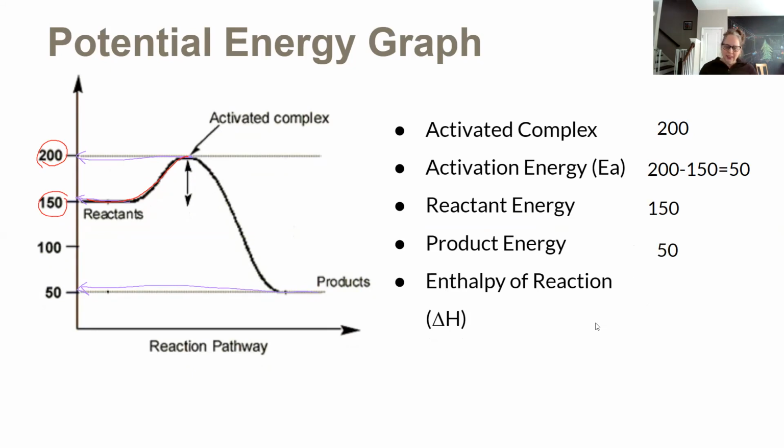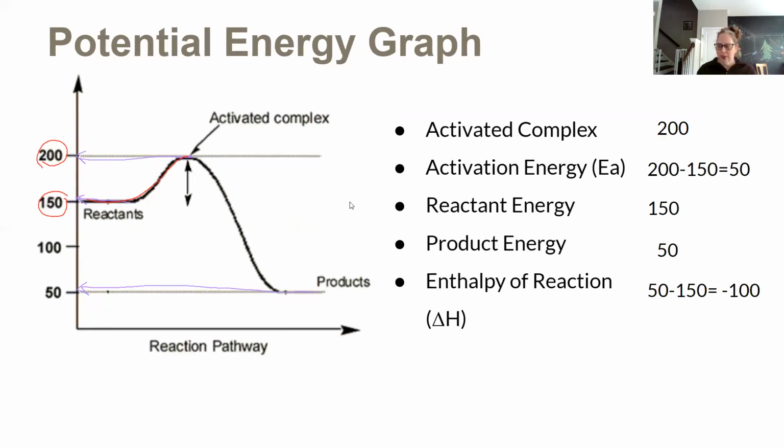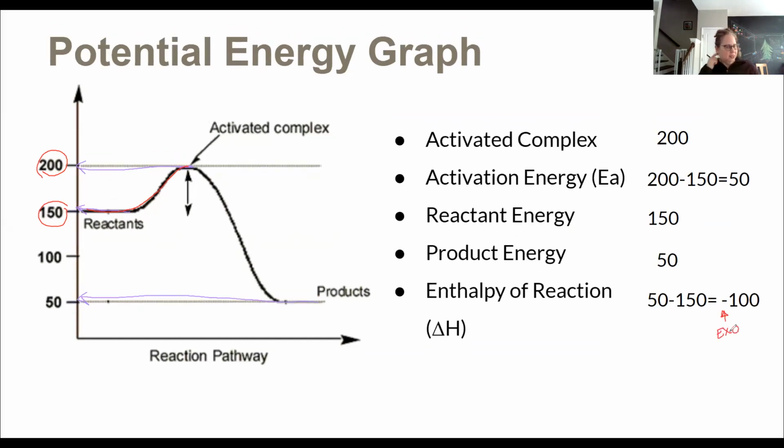The enthalpy of reaction, or the heat of reaction, is what is the difference between the two. So if you do it in the correct order, products minus reactants, 50 minus 150, you're going to get the correct sign at the end. Negative sign means exothermic. I come back over here to my graph. Can I confirm that? Because sometimes I mess up my signs.